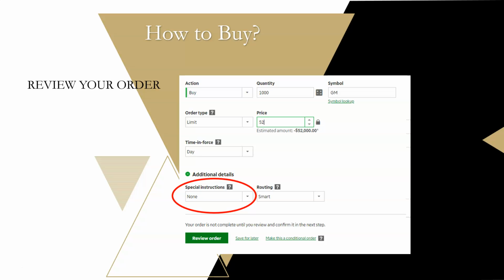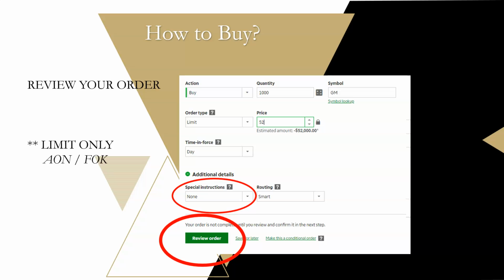So within special instructions, you're going to find either AON or FOK, which stands for all or none, or fill or kill, which is letting your broker know that you're not going to accept anything less than the 1,000 shares that you asked for. It is not a requirement to put anything in that field. Just know that if you leave it blank, you do run the risk of having your order partially filled. So, as far as routing goes, don't even worry about that.